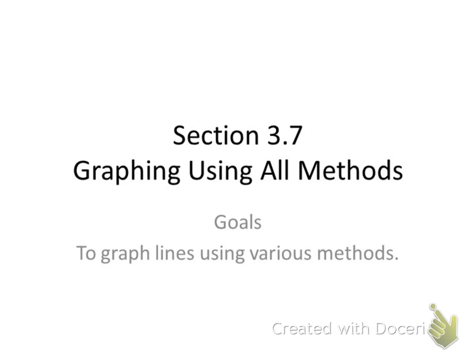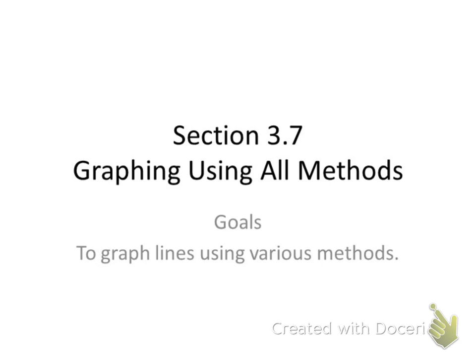Today we are doing section 3.7. This is the last section in chapter 3, and it basically just takes all the different ways that we learn to graph and combines them into one lesson. So it's sort of like a review of the previous few sections.